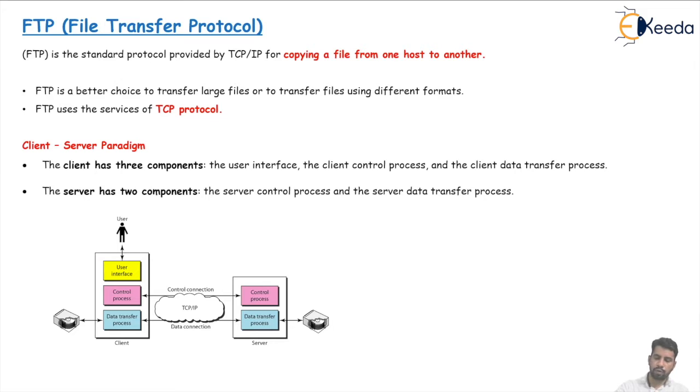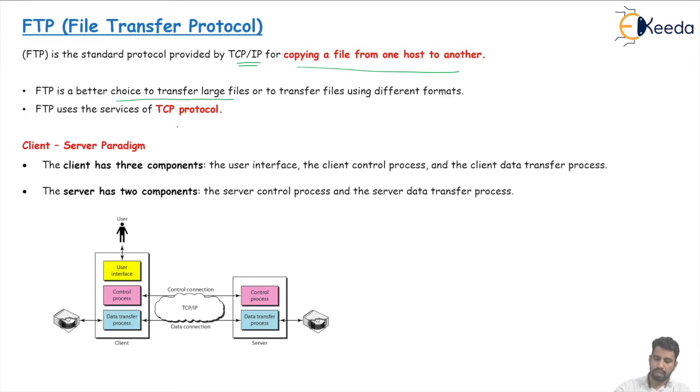FTP is a standard protocol provided by TCP for copying a file from one host to another host, means sending a file from one host to another host, because sometimes the size of the file is small, but sometimes the size of the file is very large. We can do this with the help of HTTP also, but HTTP is not able to handle large files. That's why FTP is a better choice to transfer large files in different formats.